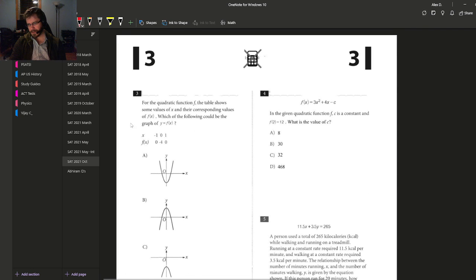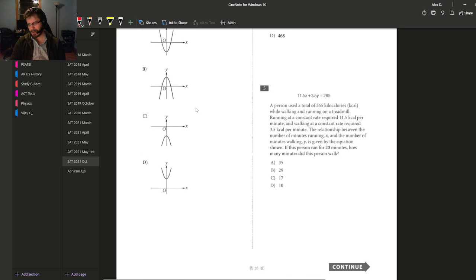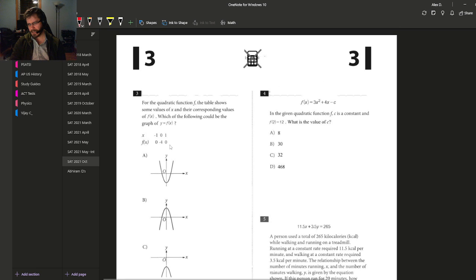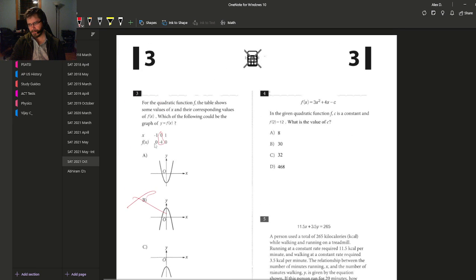We have a quadratic function. Again, the table is kind of weird because it's a reproduction test. Quadratic function table shows some of the values, which of the following could be the value of that. Okay, so clearly quadratics, they all have a positive or a negative y-intercept. So the y-intercept is when x is 0. So this guy is negative. That gets rid of B and D.